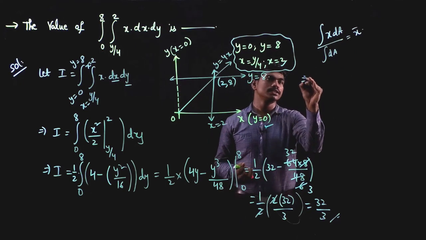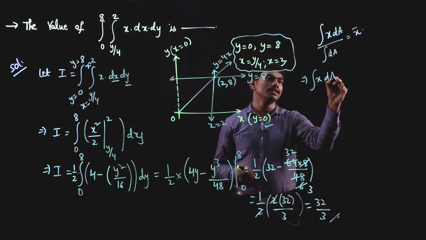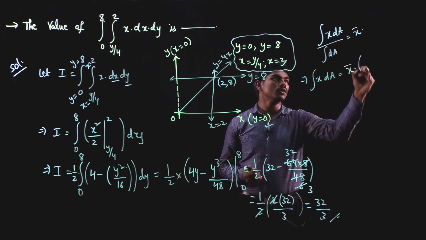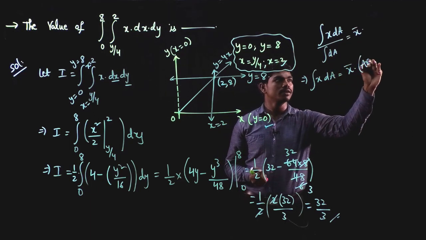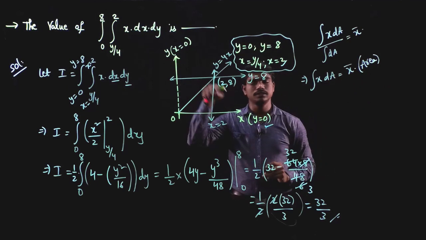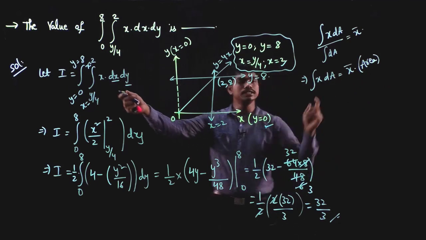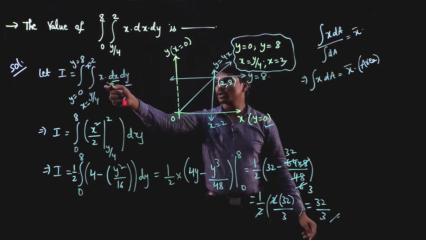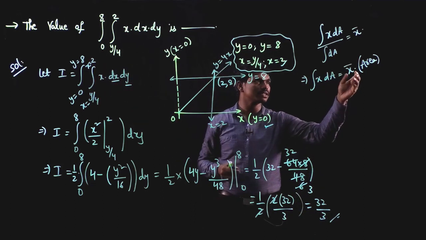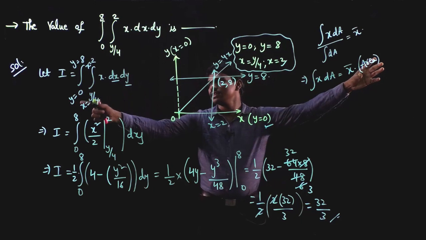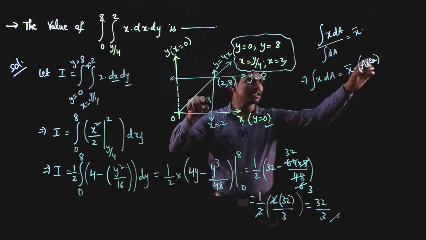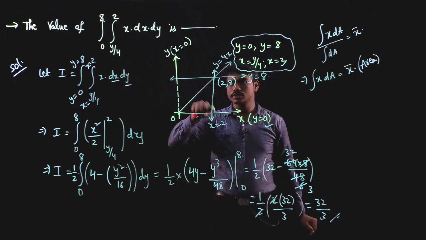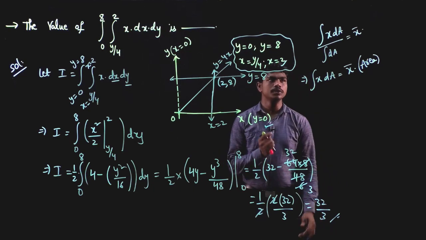Correct? So which means integral x dA is equal to x bar into integral dA, which is nothing but the area bounded by these constraints which we have. So here, this dA is nothing but dx dy or dy dx depending on the limits that we write. So integration of x into dA physically represents the area bounded by these 4 curves, which is basically the area of this triangle, into the x coordinate of the centroid of this figure. So x bar into area.